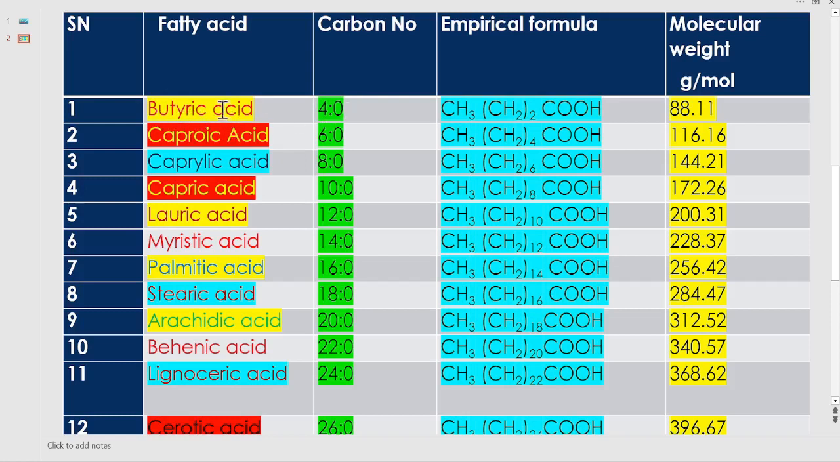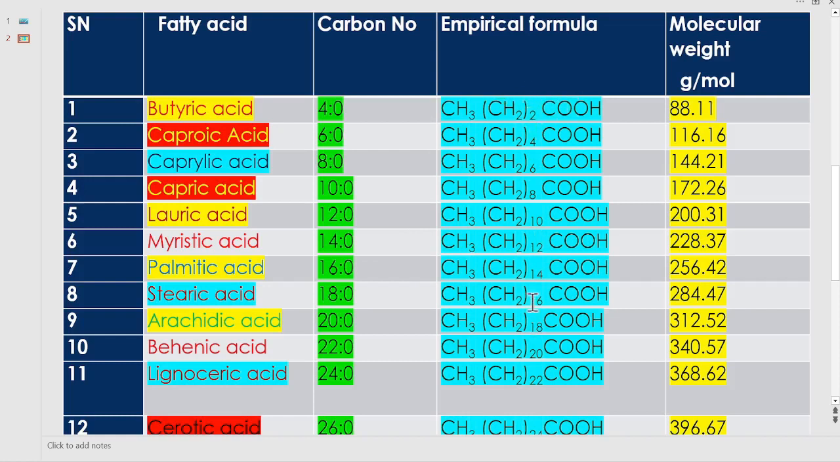Here you can see butyric acid is 4, caproic acid is 6. Again, caproic acid and caprylic acid, 6 and 8, the difference is 2. Caprylic and capric, 8, 10. Capric and lauric acid difference is 2 carbons. Lauric acid and myristic acid carbon difference is 2. So this difference is an even number. That is why most of the fatty acids contain an even number of carbons. Even means same equal number.